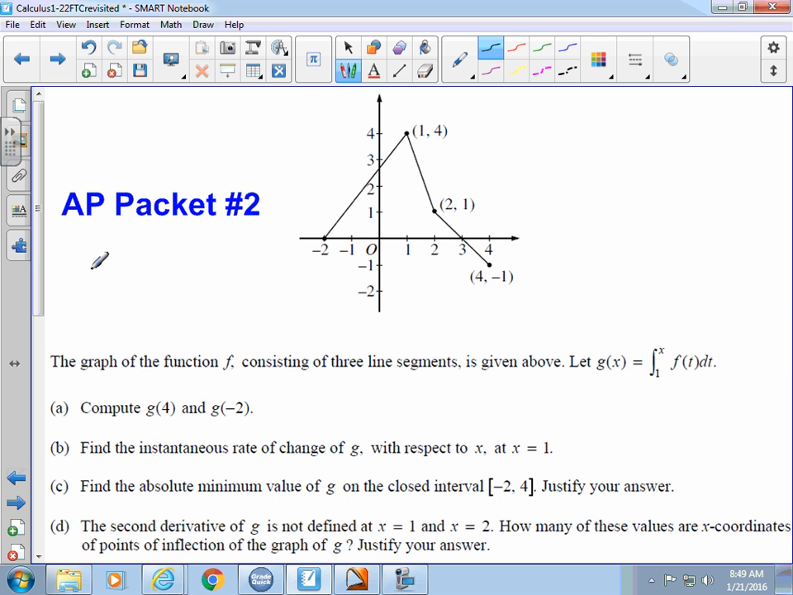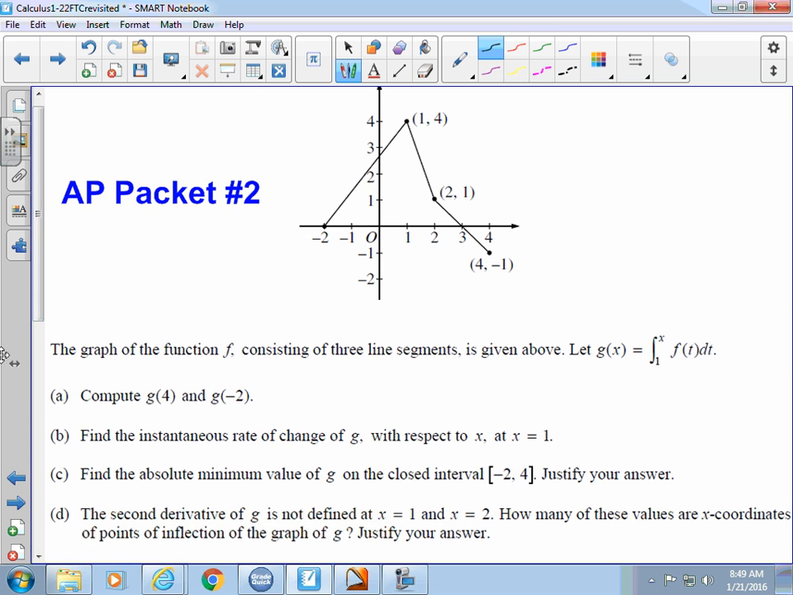Why on this one can we actually find areas? It's not curved. Yeah, it's straight. It's geometric. We can find shapes and areas. So, very similar question, slightly different. Compute g of 4 and g of negative 2.